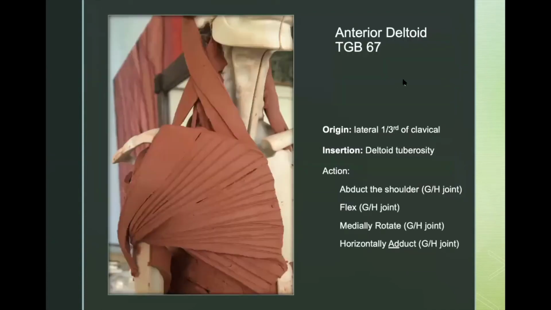All right, so anterior deltoid. It attaches onto the lateral third of the clavicle. Almost looks like a piece of that pectoralis major, right? It's just buttoned up right next to that clavicular head of the pectoralis major. Then it comes down, as I just mentioned, and attaches to the deltoid tuberosity. The action of the anterior deltoid is abduction of the shoulder, which all of the pieces do. It also flexes the shoulder joint, medially rotates the shoulder joint, and horizontally adducts the shoulder joint.